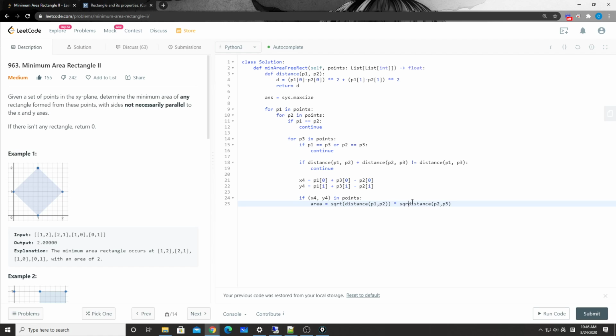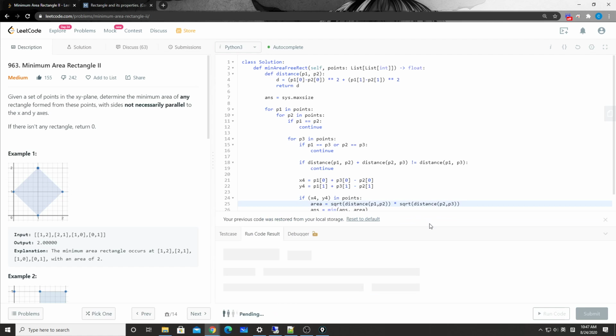Then we simply update: take the minimum of the answer and the area. And then we can simply return the answer here, of course if the answer is smaller than the system maximum, else zero. I think this should just work. Okay, let's try to run this.